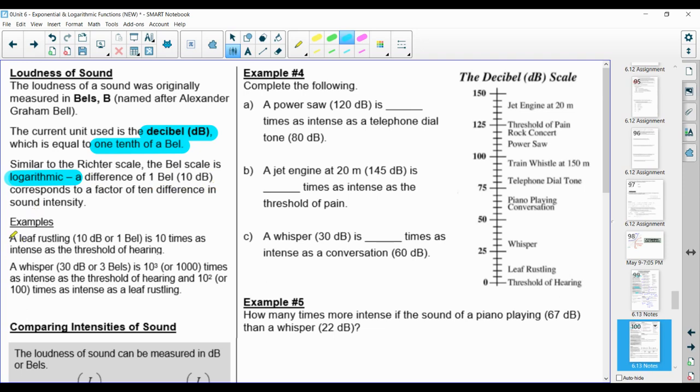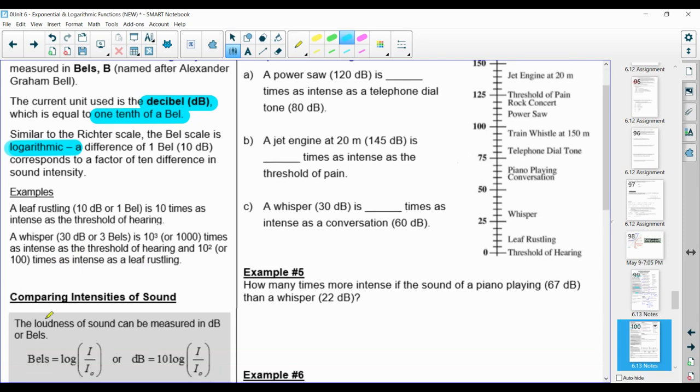All right, so a leaf rustling would register at about 10 decibels or 1 bel, which is 10 times as intense as the threshold of hearing. And a whisper, 30 decibels or 3 bels, is 10 to the 3 or 1,000 times as intense as the threshold of hearing, and 10 squared or 100 times as intense as a leaf rustling.